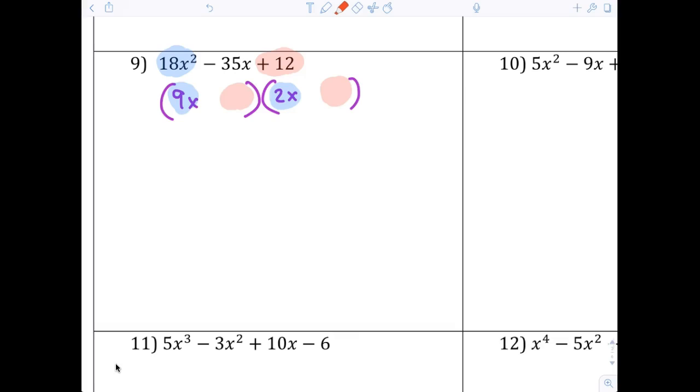Would it be like 5 and 7? 5 times 7 is not 12. I know what you're thinking about, but I need the factors of 12. What are the factors of 12? 6 and 2. Now, I know it's not 6 and 2.